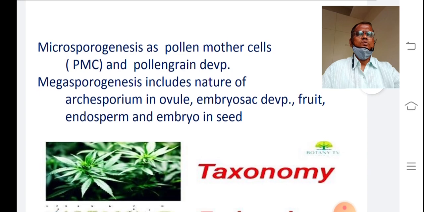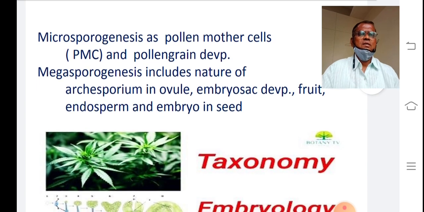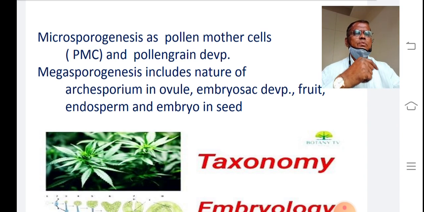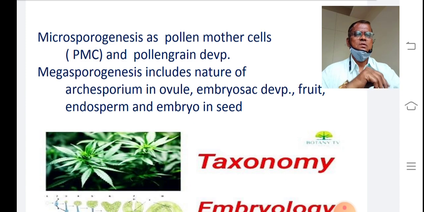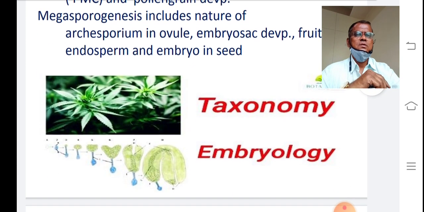Then what is microsporogenesis? There is a pollen mother cell, commonly called PMC, and pollen grain development is called microsporogenesis. Then megasporogenesis includes the nature of the archesporium in the ovule, then embryo sac development, fruit development, endosperm development, and the embryo development in the seed. So you remember the foundation meaning of these words.